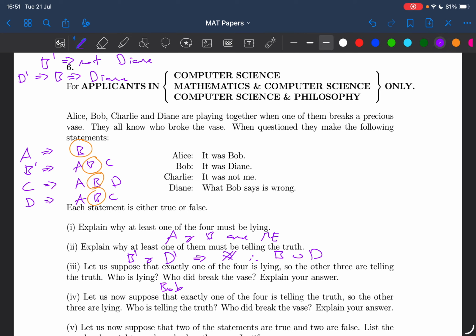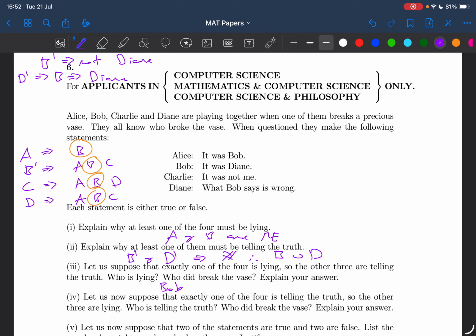So that tells us it is Bob. So Bob's lying. It was Diane, so it's not Diane. So it must be A, B, or C. Charlie's lying. It's not him. So it is him. So this is not possible because we get a contradiction. Alice said it must be Bob. Charlie says it must be Charlie because we have Bob's lying and Charlie's lying. So that's not a possibility.